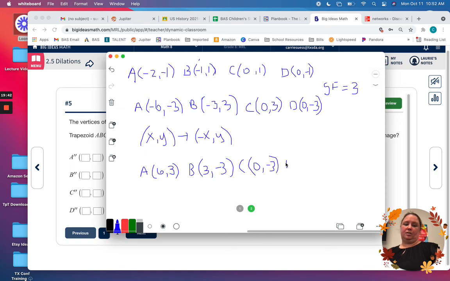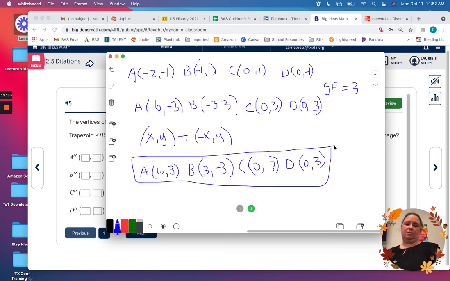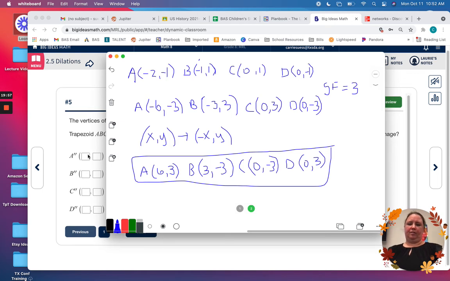And then the last one, D. Again, 0 stays the same, and what's my y value? +3. So this is the last coordinates you're going to graph. Oh, do you have to graph it? I don't think you have to graph it. So then that's just your answers, A, B, C, D.